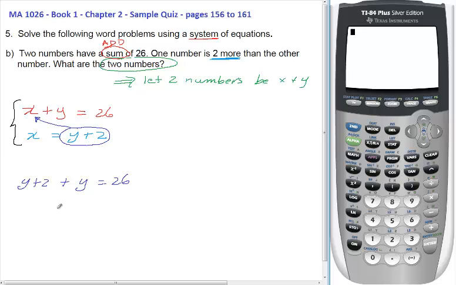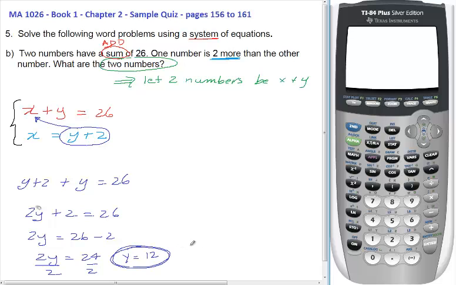So now, a simple equation to solve. Add your two y's. y plus y is 2y, plus 2 equals 26. Subtract 2 from both sides of the equation. 26 subtract 2, 2y equals 24. Divide each side by 2. And of course, y equals 12.